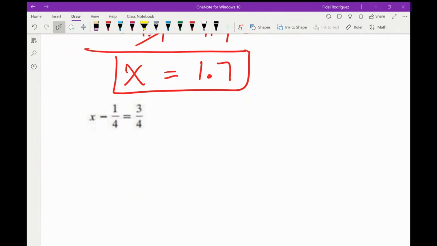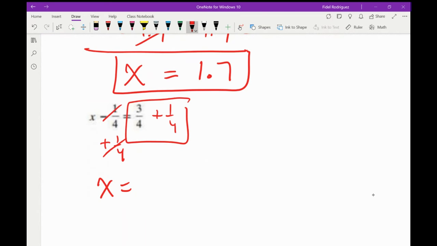All righty. So this next one here says x minus 1/4 equals 3/4. So remember, my first step, if it's a minus, I'm going to go ahead and put a plus. And I'm going to write it like this because I know that these will cancel, but I know that when I'm adding fractions, I have to have a common denominator. And the nice thing about this problem is, well, we do.